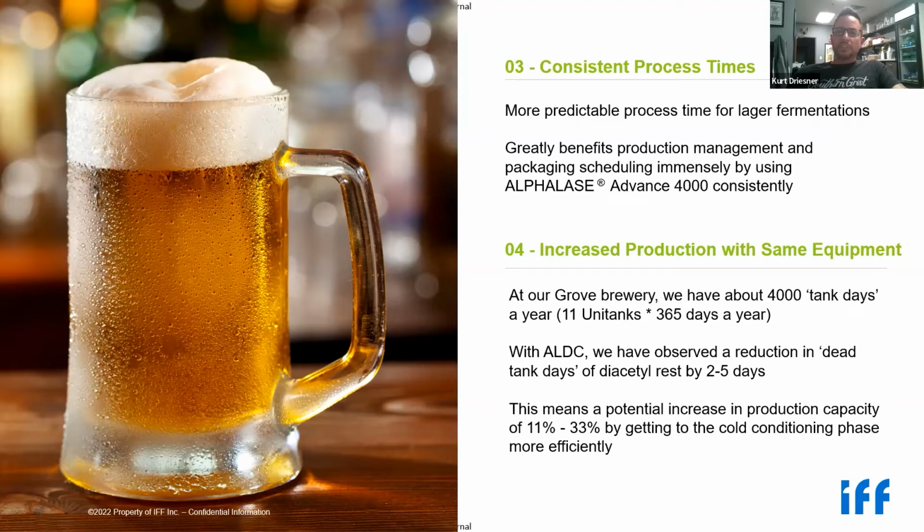We see this reduction in those dead tank days where you're just keeping a beer cold, or keeping it cool at diacetyl rest temperature for nothing else but to get the diacetyl reduced. By cutting out about 2 to 5 days, depending on how you want to look at it, for us in those tank days, with the exact same number of tanks, we're able to produce anywhere between 11 to 33% more beer with the exact same hardware, the exact same amount of stainless steel.